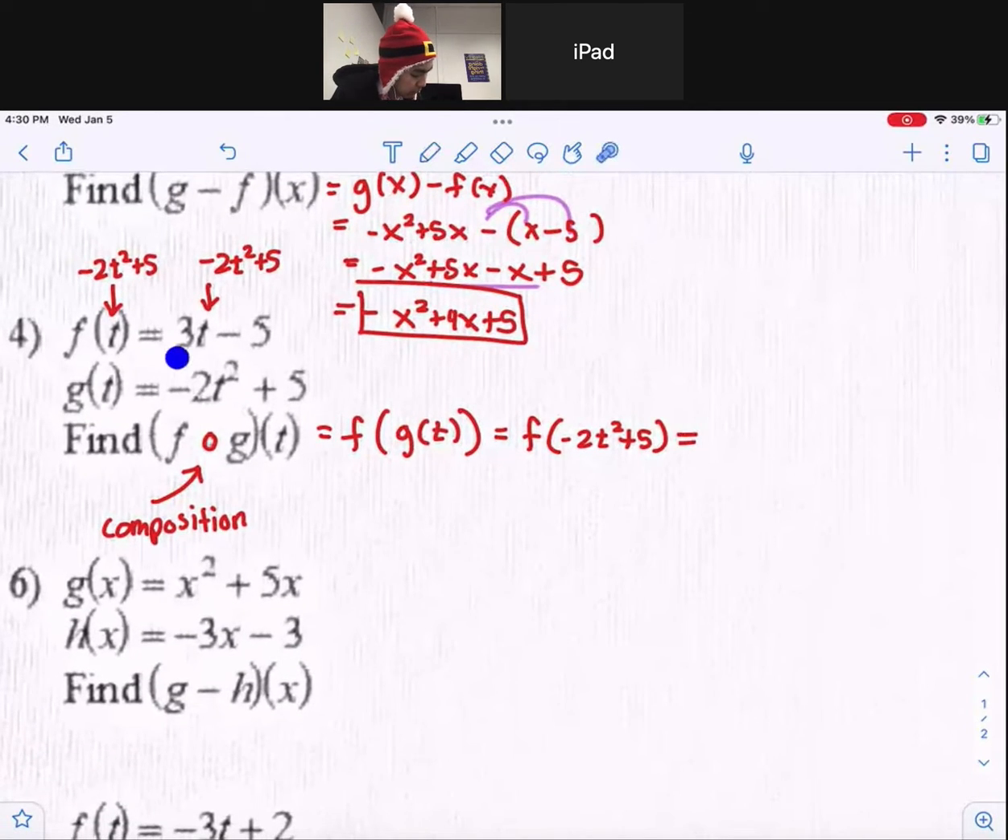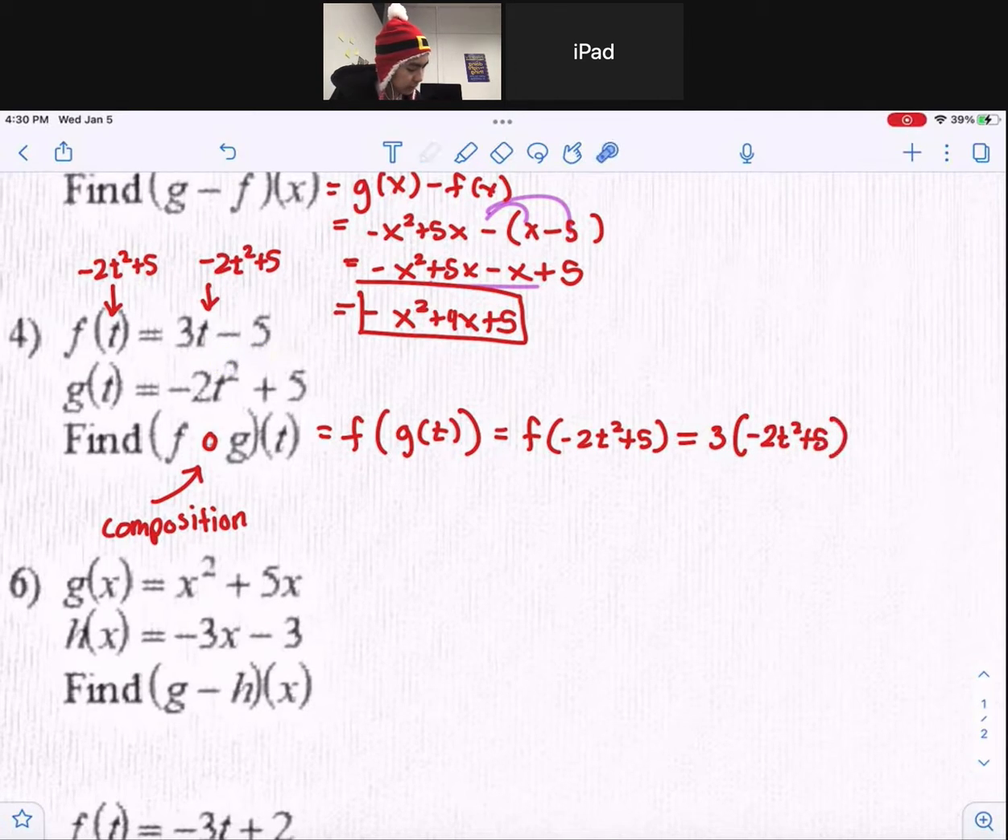So follow along. 3 times t. This is our new t now. Negative 2t squared plus 5, minus 5. Distribute the 3, you guys. You get negative 6t squared plus 15 minus 5. And that's how you get negative 6t squared plus 10.